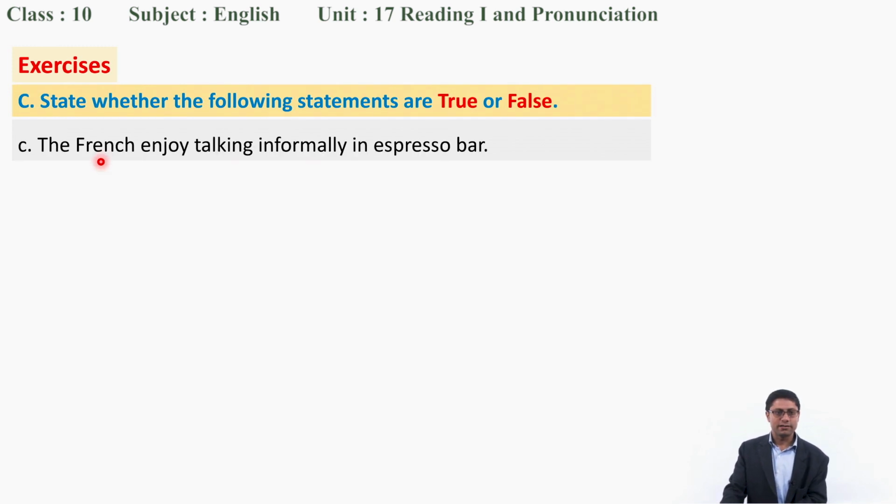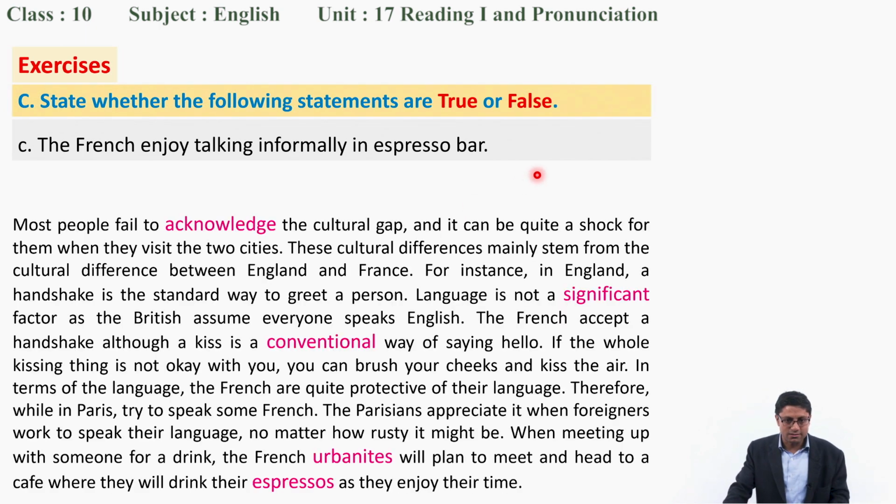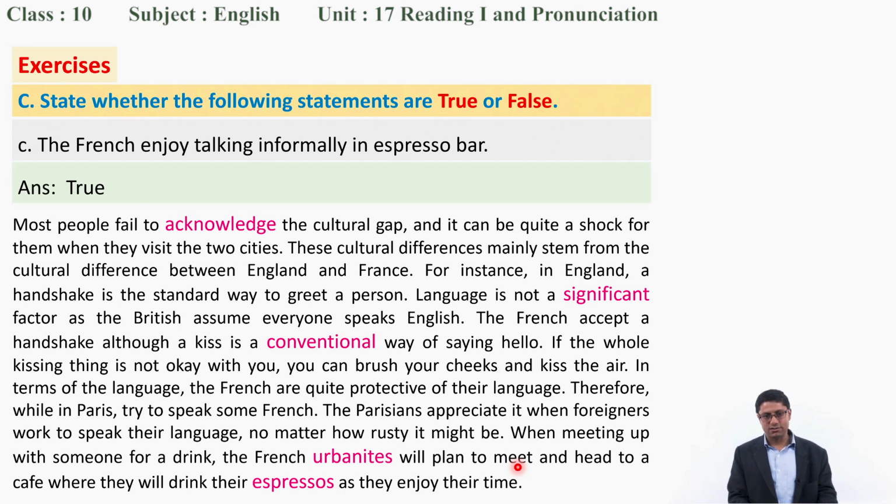Now let's move on to C. The French enjoy talking informally in espresso bars. Is it so? Do they enjoy? Let's look at this part of the text. Last part, you see there. When meeting up with someone for a drink, the French urbanites will plan to meet and head to a cafe where they will drink their espressos as they enjoy the time. So this statement is very good. It's a true statement. Now let's move on to next.